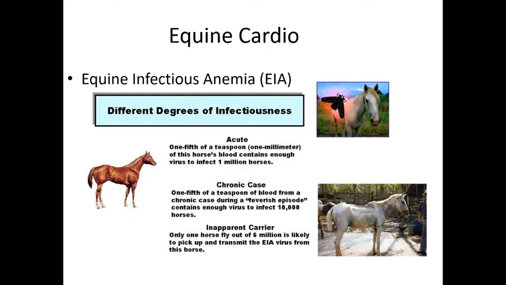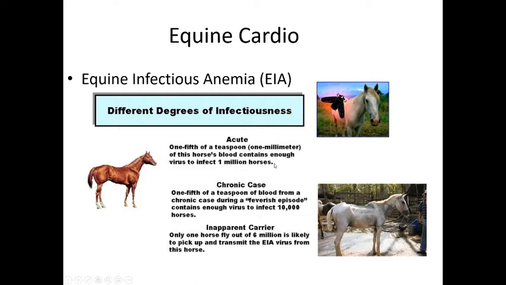We can have a chronic case. That means they carry the disease, but it's a little bit more dispersed and in smaller amounts in its bloodstream. If they're having a feverish episode, then they will have enough virus to infect 10,000 horses. If you have an inapparent carrier, that means they're carrying the disease, but you're not seeing the symptoms of the disease. One horsefly out of 6 million is likely to pick up and transmit the EIA virus from the horse. So it's not as common, but they can still be infectious. Anytime we see chronic cases, often we'll see muscle wasting. That's why I have this picture here.